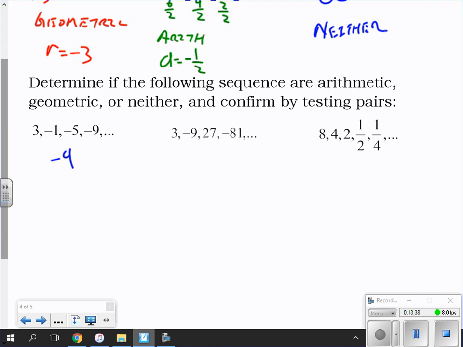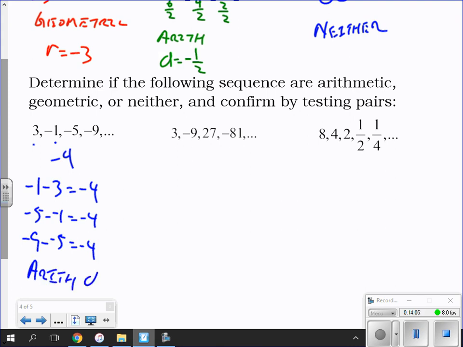Here's how you find out. You take a term, subtract the previous term. -1 minus 3, what do I get? I get -4. Take the next one, -5 minus -1, and I get -4. Take -9 minus -5, and I get -4. If I subtract the previous term and I get the same thing every time, it's arithmetic. And the thing that I'm getting each time is my difference, my D.